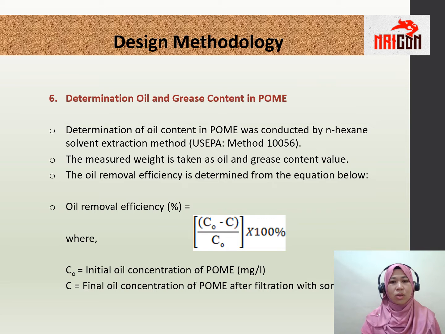Okay, to determine oil content in palm oil mill effluent, it was conducted by n-hexane solvent extraction method. The measured weight is taken as oil and grease content value, and the oil removal efficiency is the mean from the equation below. As you can see, the formula of oil removal efficiency is (C0 minus C) over C0 times 100%. C0 is the initial oil concentration of POME in milligram per liter, and C is the final oil concentration of POME after filtration.